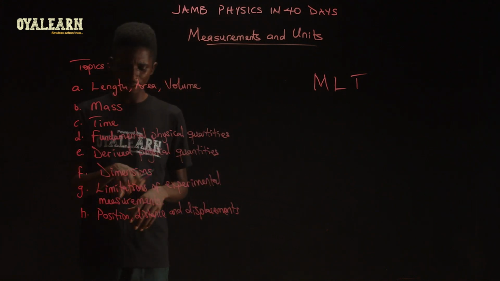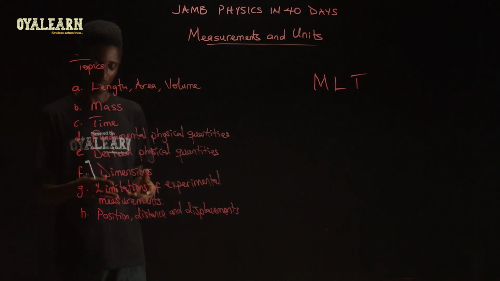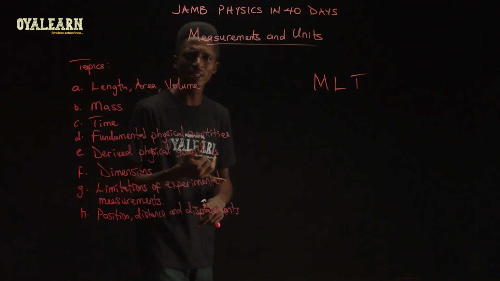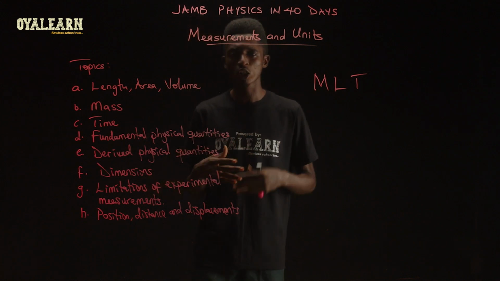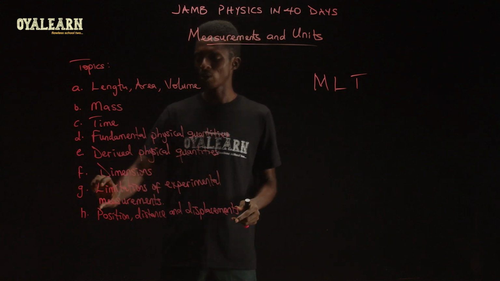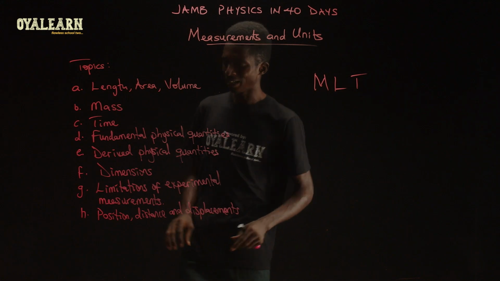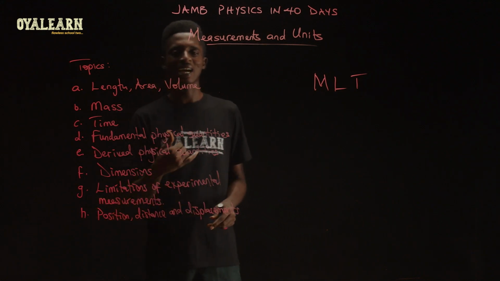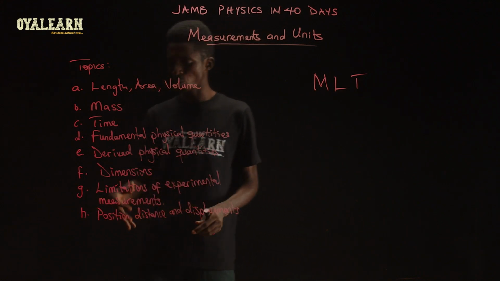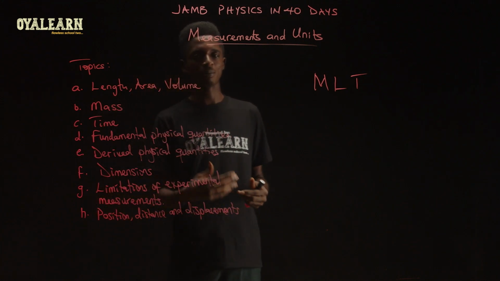Then we also have limitations of experimental measurement. Things like accuracy, precision, errors, and percent errors are things that we look at when we look at this topic. And then finally, position, distance, and displacement. We would establish what position is, what distance is, and what displacement is.